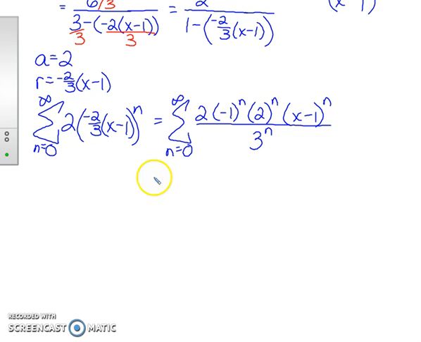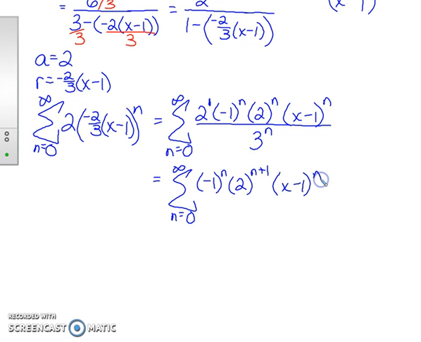Now, in doing so, that becomes the sum from n equals 0 to infinity of negative 1 to the nth. How many 2's, though, do I have in the numerator? It's not 2 to the nth anymore. It's 2 to the n plus 1, because we could add the exponent of that first 2 to the exponent of the 2 to the n. And then times x minus 1 to the nth over 3 to the nth. So that is possibly how they might write it in multiple choice form.